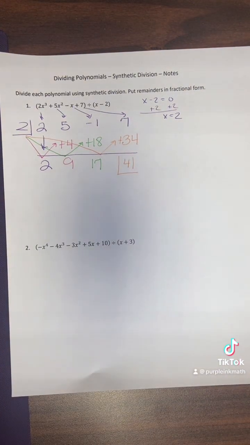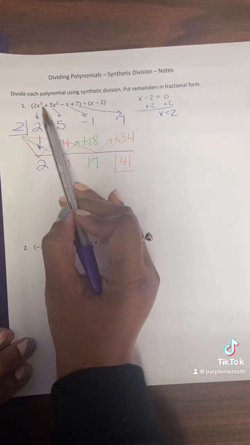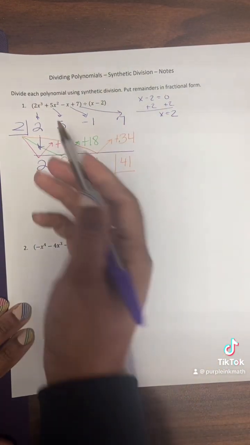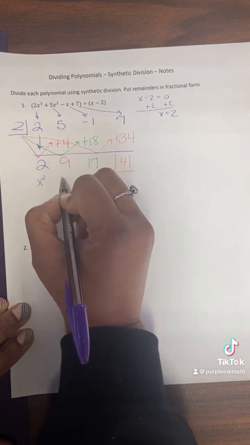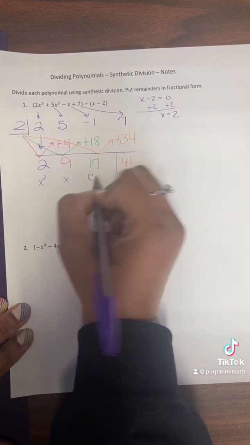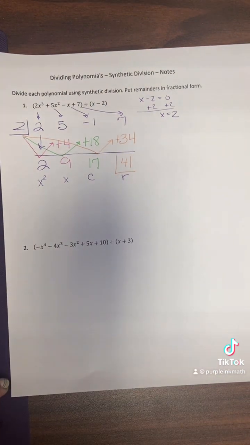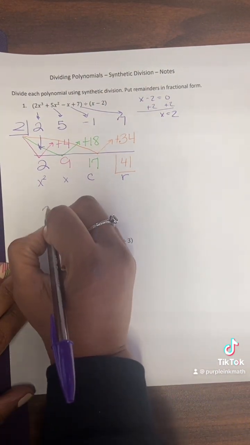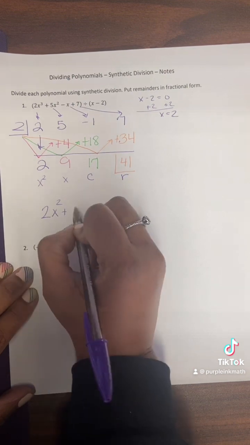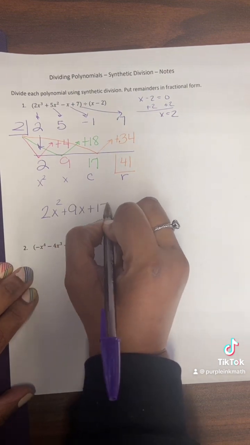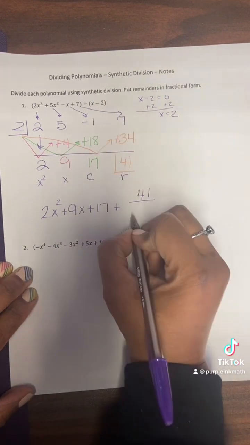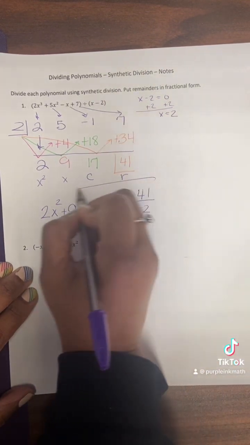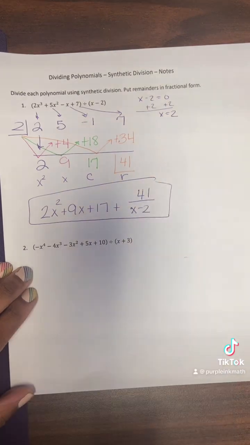And since I'm dividing this polynomial, we started with the cube, so that means that my answer is going to be the x squared term, the x term, my constant, and this is my remainder. So when I write my final answer, I'm going to have 2x squared plus 9x plus 17 plus 41 over my initial divisor. So this is my final answer.